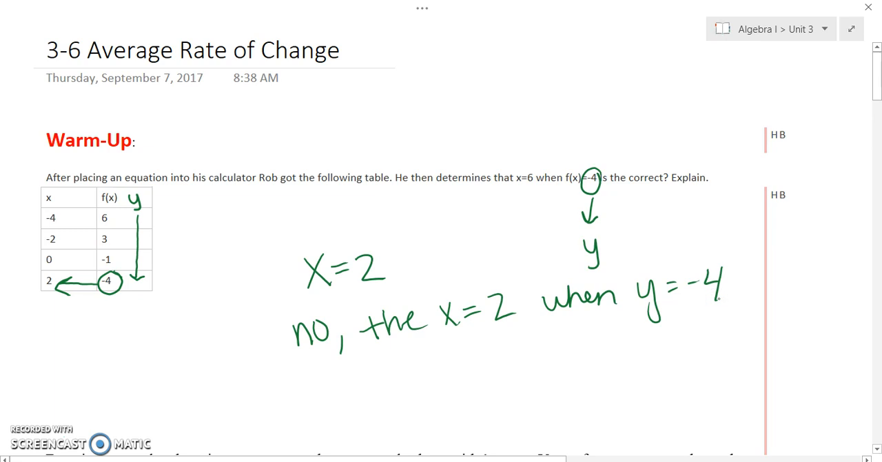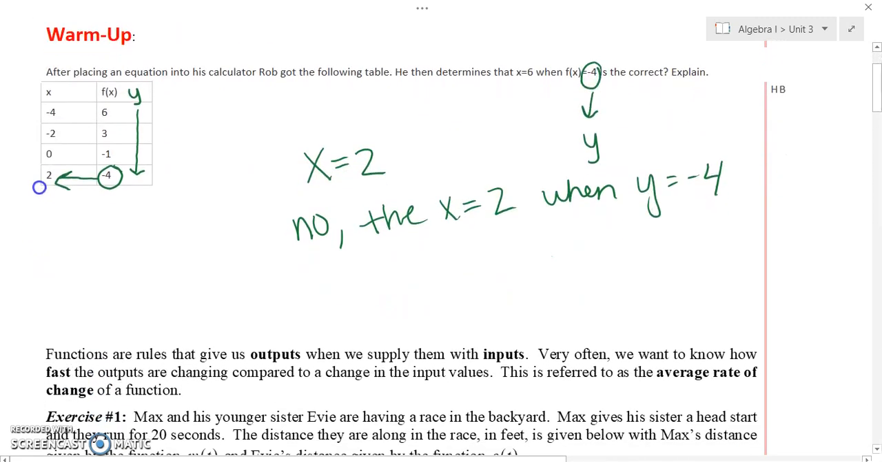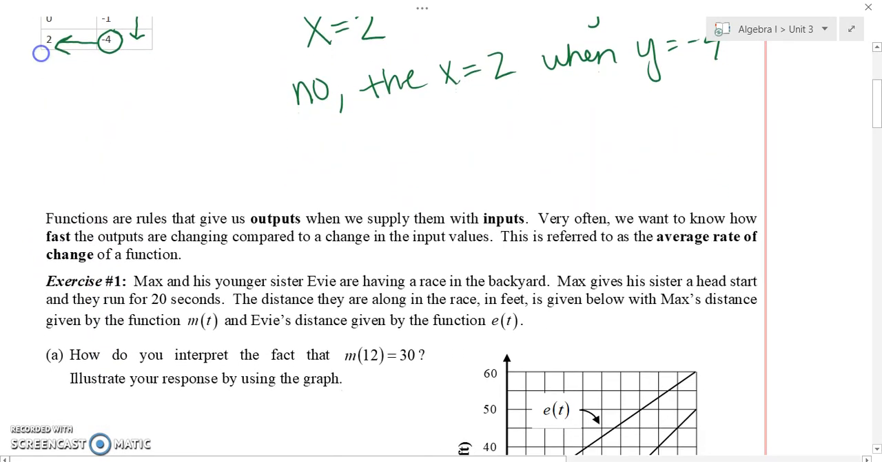Okay, so let's move on to today's lesson. So scroll down. Remember, functions are rules that give us outputs when we supply them with inputs. Very often, we want to know how fast the outputs are changing compared to a change in the input values. This is referred to as the average rate of change, so another vocab word. We also call this slope, which you should be very familiar with, maybe from 8th grade, rise over run. So let's try our first example.